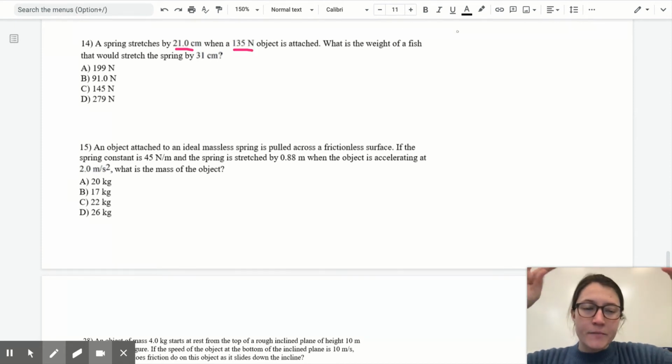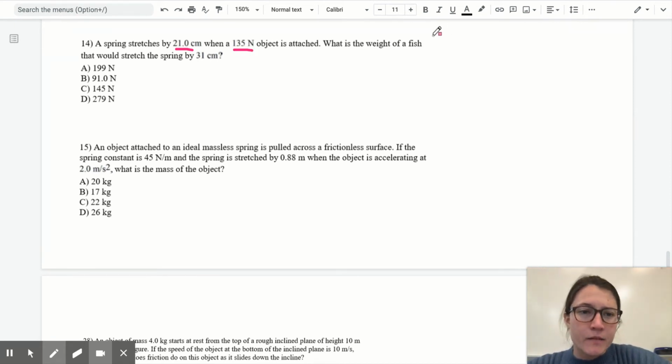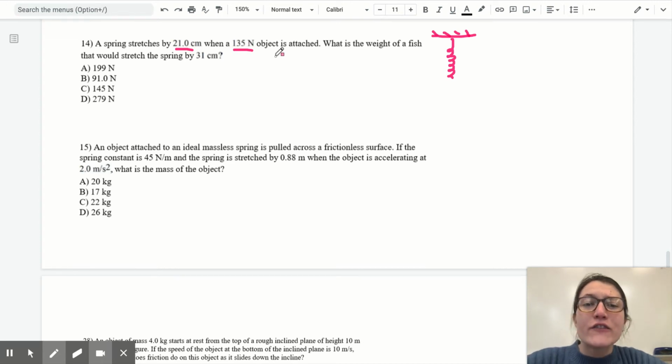So physically, what's happening here? We'll pretend that this is the ceiling. Okay, and attached to the ceiling is a spring. We add a 135 Newton object to the spring.